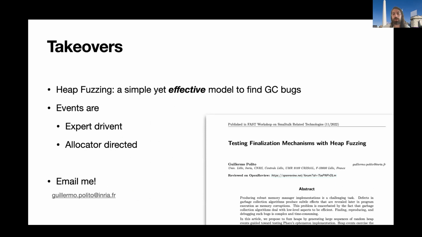As a takeaway, I finish on time. Heap fuzzing looks like a simple and effective model to find GC bugs. Our events were expert-driven and were directed to the allocator, and we were not fuzzing directly a program or the memory. If you want more information, the paper has a lot more details. So thank you very much for your attention. If you have some questions, we have, I think, 5 minutes.